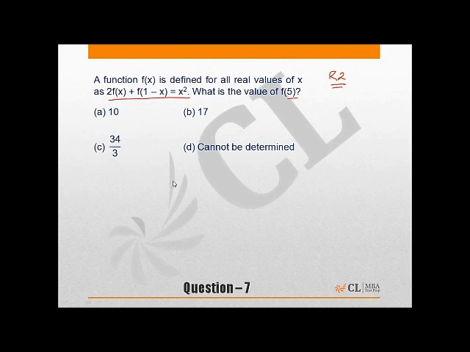The question says we need to find the value of f(5). We don't have a function on x alone, but it is 2f(x) + f(1 - x) = x², which is the function which has been given. Now in such questions, the standard method is to replace x with 1 - x. I'm saying so instead of x, write 1 - x.